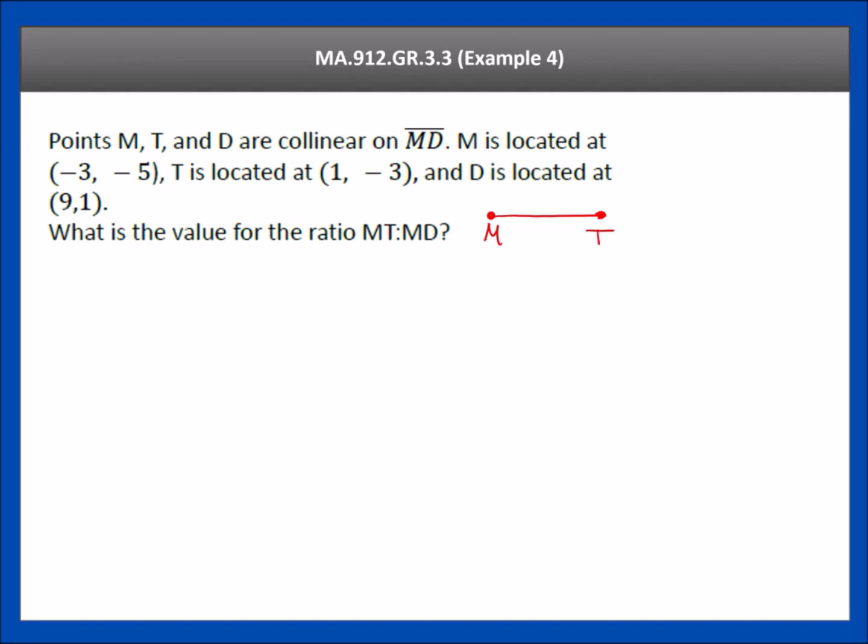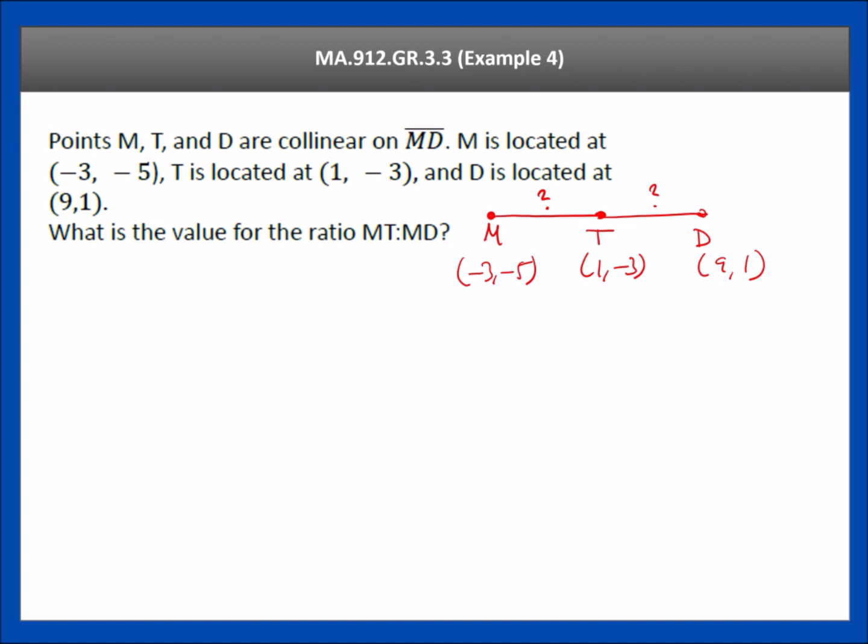And then we have D. So M is -3, -5. T is 1, -3. D is 9, 1. So T is somewhere in between them. We need to know what the ratio is, like what ratio is it? Is it a 3-to-1 ratio? Is it a 1-to-1? Whatever.